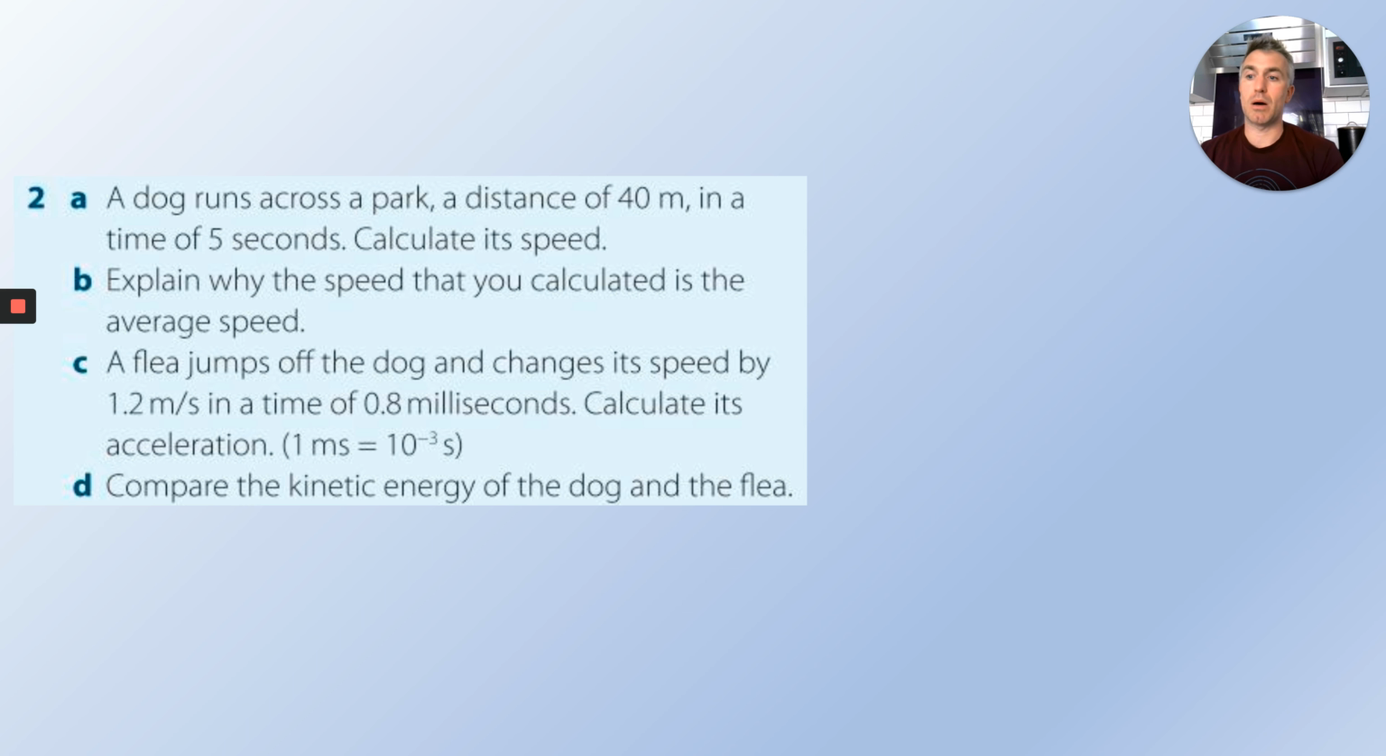A dog runs across a park a distance of 40 meters in a time of 5 seconds. Calculate its speed. Simple. Explain why the speed that you calculated is its average speed.